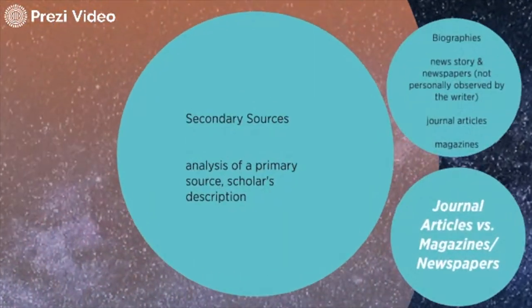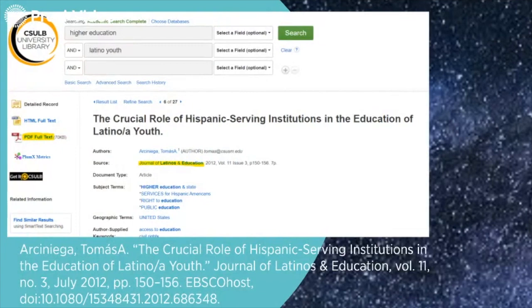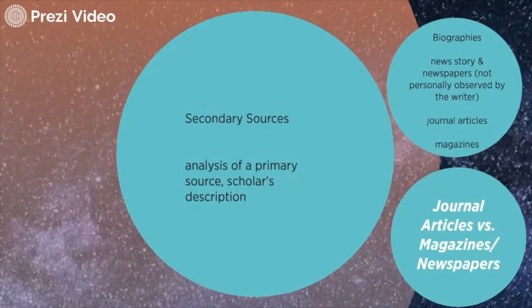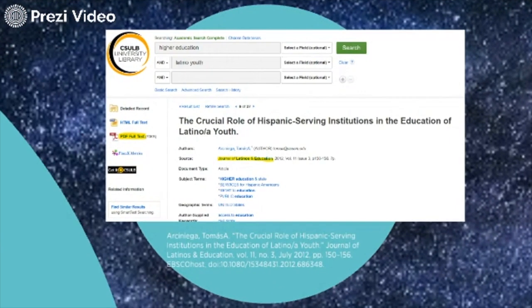Secondary sources, on the other hand, are an analysis of a primary source. They are considered a scholar's description. They can look like biographies, news stories in newspapers, journal articles, and magazines. There is a difference between journal articles and magazines and newspapers. Journal articles are scholarly and peer-reviewed. They are reporting on research. They have a very extensive bibliography. They are very in-depth, and they're written for a scholarly audience, so you will usually see them published in a scholarly journal. An example of a journal article looks like this.